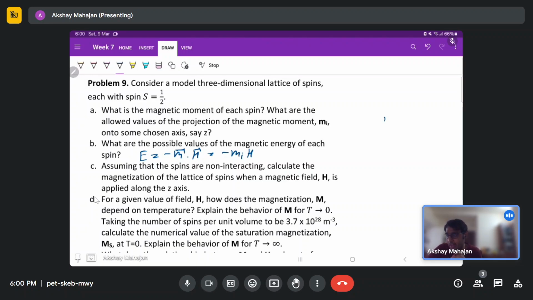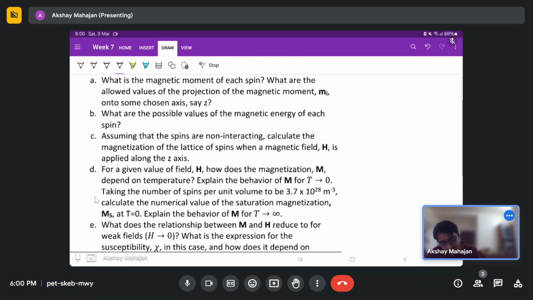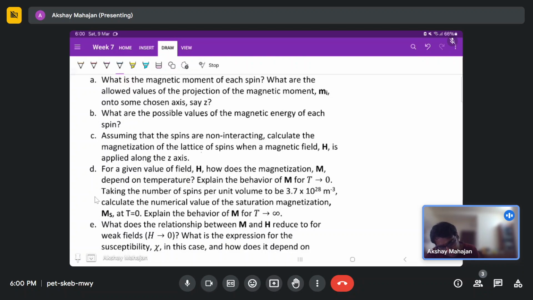Then once we have the potential, what is asked is: assuming that the spins are non-interacting, as we have done earlier as well, calculate the magnetization of the lattice of spins when a magnetic field H is applied along the z-axis. In that case, first you have to find the partition function, which we know is given by the summation of e to the power minus Ei by kBT. And this Ei we have calculated from here.